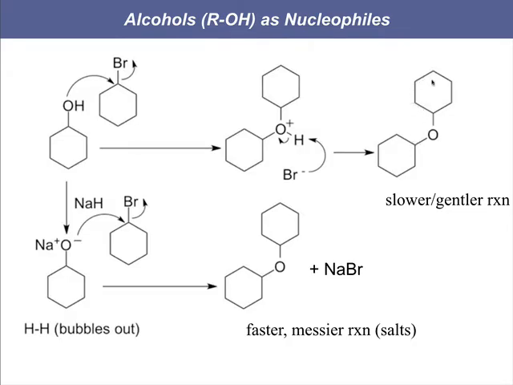The cyclohexane ring attached to an O, attached to another cyclohexane ring. So just be aware that you can use alcohols as nucleophiles. You don't need to use the alkoxide as a nucleophile. When you use an alkoxide, you get to your product faster, more exothermic, more driven by equilibrium, but you have messier results. Or you can have a slower reaction that ends up with fewer byproducts.